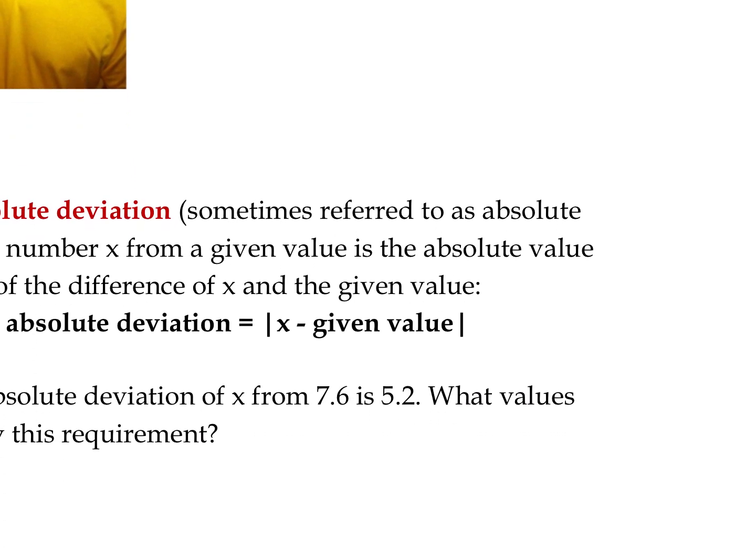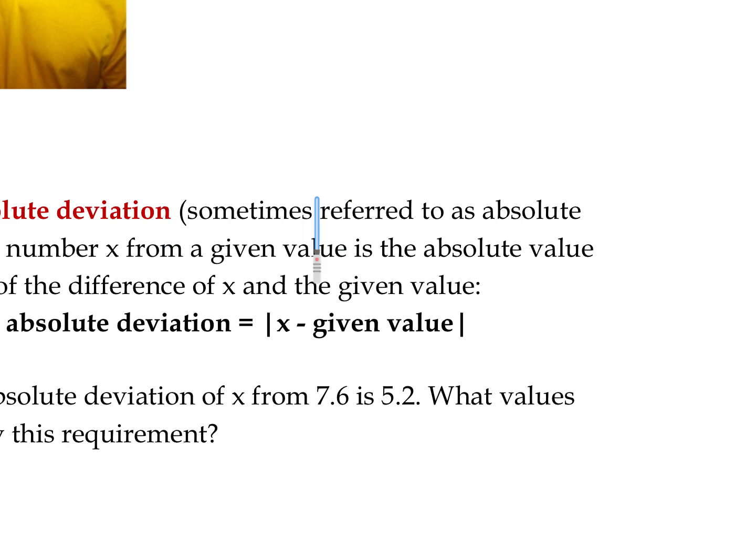Let's talk about absolute deviation. This is when we see absolute value in the real world. Something called absolute deviation, also referred to as absolute error sometimes. So it's the amount that we can be off from a targeted goal, right?